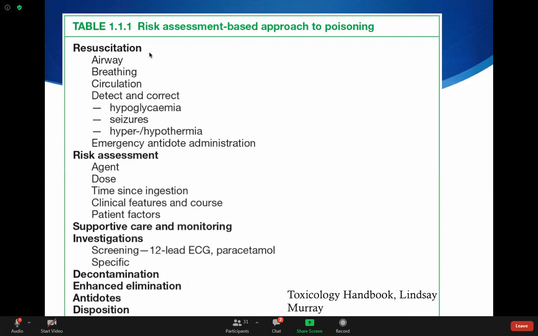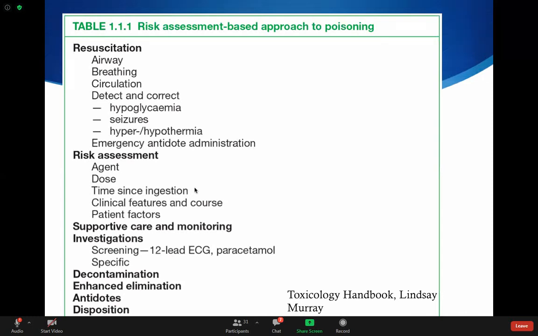If the patient doesn't need resuscitation and the A, B, C, D are okay, then you go to specific assessment. You ask them what they took, what's the agent, is it paracetamol, is it aspirin, what kind, is it extended release or immediate release. Then you ask how much they took, because you want to calculate the dose per kilogram, according to their weight, because a dose that might kill a child is different than a dose that might kill an adult. Adults can tolerate larger doses because they have larger weight.